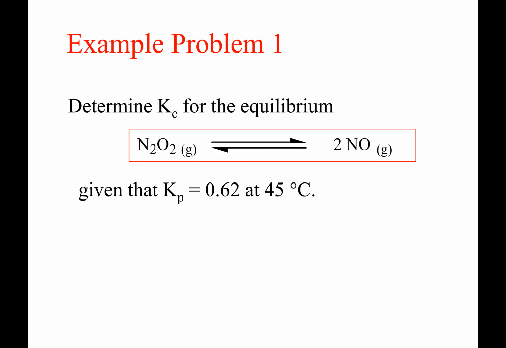All right, so let's look at an example. This will only work if all reactants and products are in their gas phase. This meets that criteria. So we have a KP value, and we're supposed to find KC. So let's do it. The delta N to me looks like 2 minus 1. So the delta N is going to be 1.